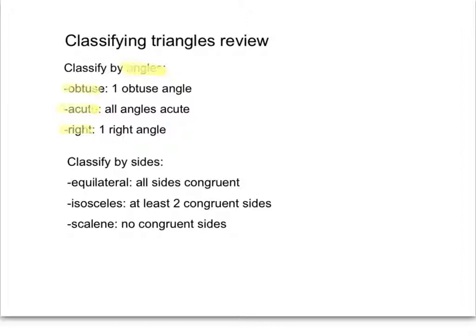Then we can also classify triangles by the number of sides, or by how their sides are. So how are any of their sides congruent? So you have an equilateral triangle, which is where all three sides are congruent. You have an isosceles triangle, where at least two sides are congruent. And that's an important distinction because that means an equilateral triangle is also an isosceles triangle because it has at least two congruent sides. And then we have a scalene triangle where none of the sides are congruent.